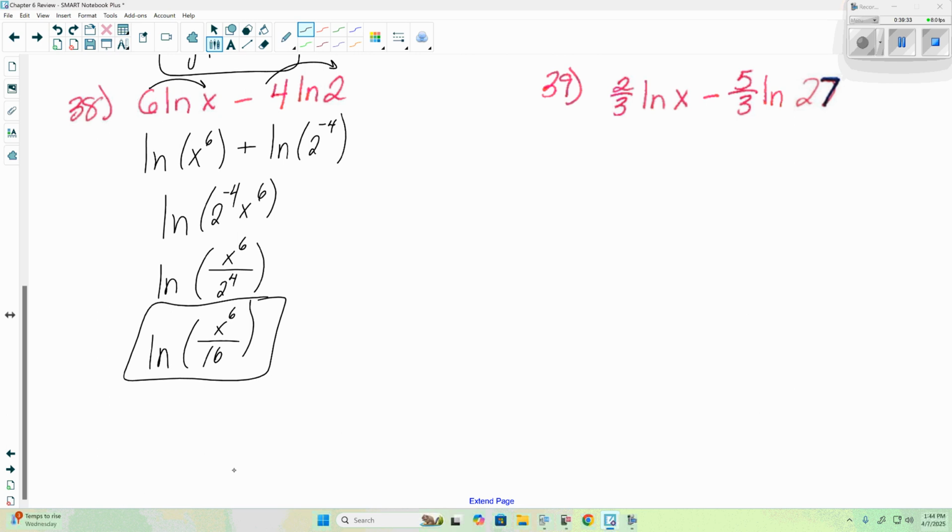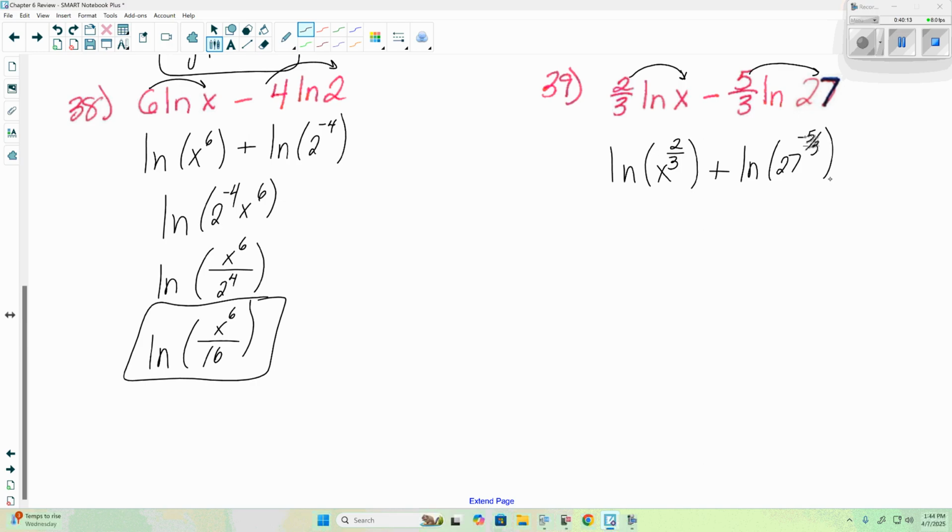So again, first step, power property. Move the numbers in front of the logs back up to exponents. So 2/3 times the natural log of x is going to be the natural log of x to the 2/3. The next one, negative 5/3 natural log of 27, we can move negative 5/3 back up, giving us plus the natural log of 27 to the negative 5/3.